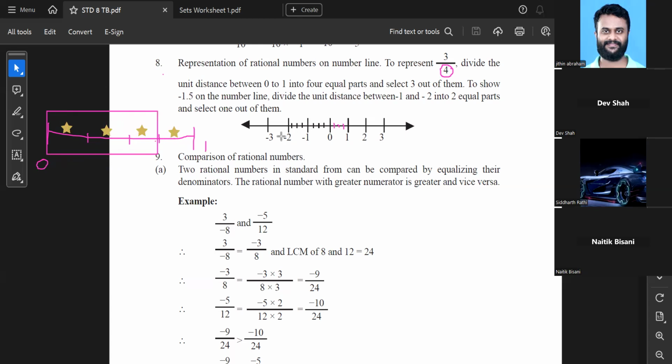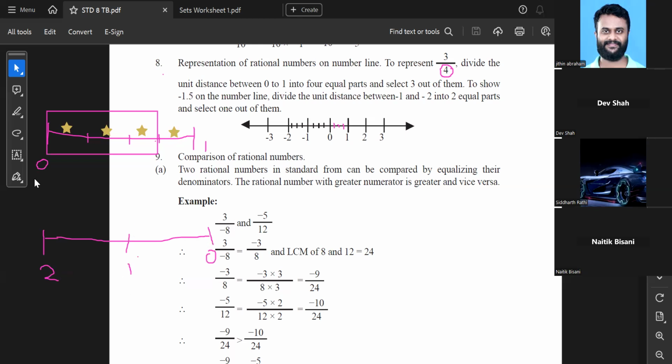Okay. And another example to show 1.5 on the number line. So 1.5, sorry, -1.5. So how do you show -1.5 on the number line? I'll show this using a number line which I'm making. So first of all, this is a number line. I'll write 0 over here. 0, 1, and 2.